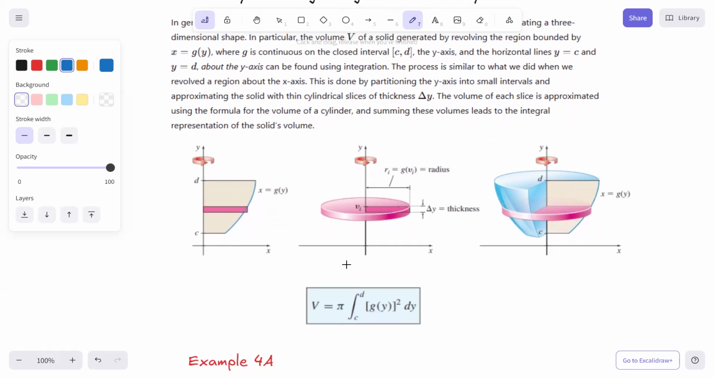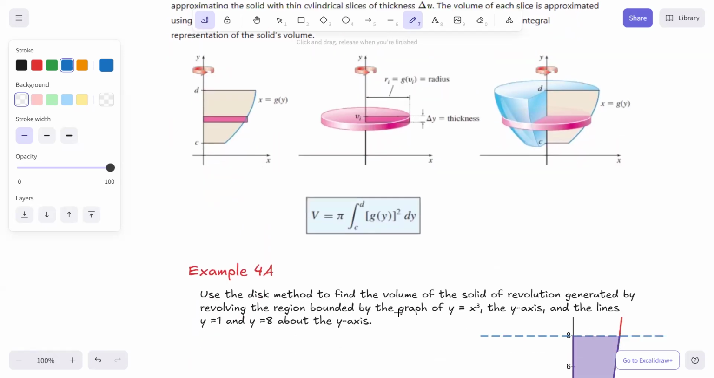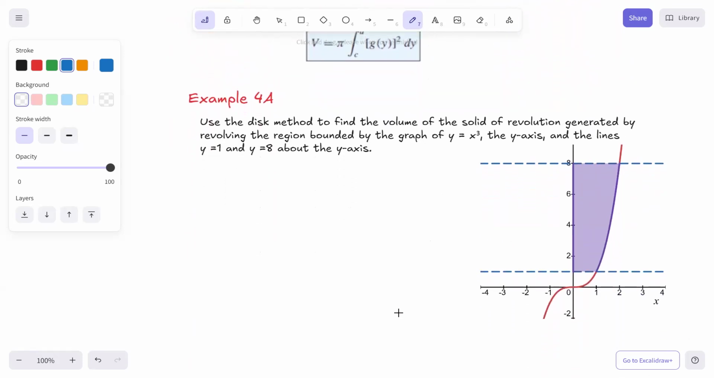And so what it ends up boiling down to, once you get the Riemann sum, take the limit as the number of strips approaches infinity, you have pi times the integral c to d of g of y squared dy. So it ends up being the same process. You just have to identify it in terms of y.